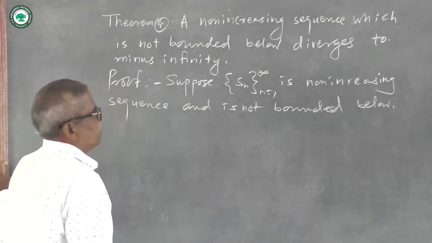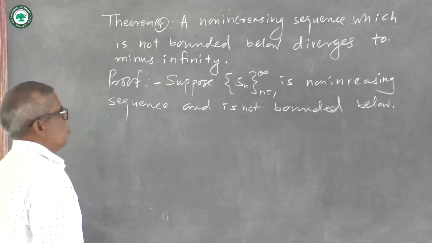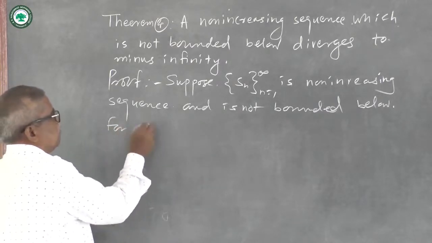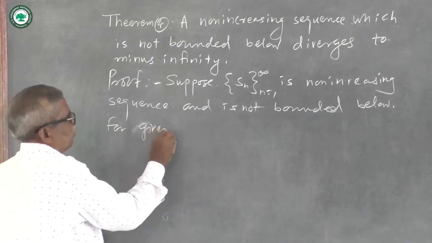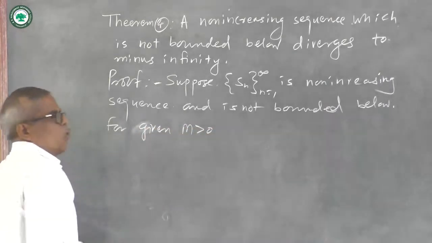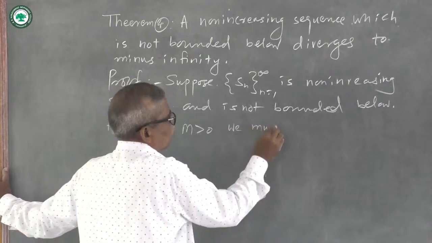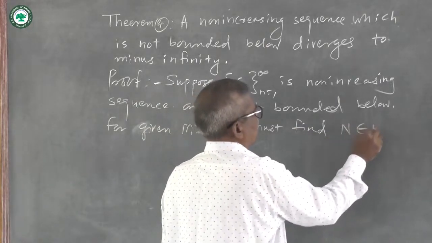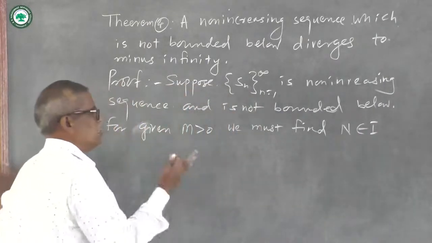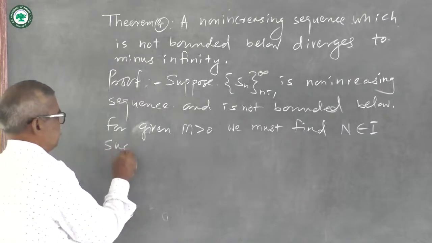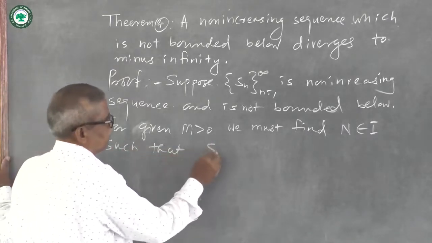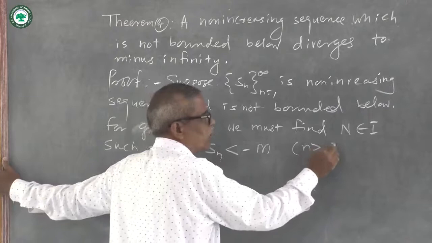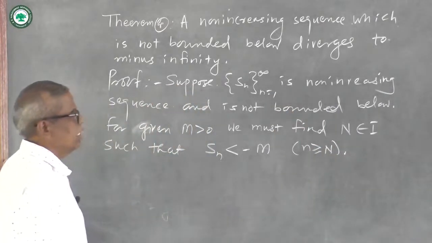Therefore, by definition of not bounded below, for any given capital M greater than 0, we must find a positive integer capital N such that Sn is less than minus M for all small n greater than or equal to capital N.